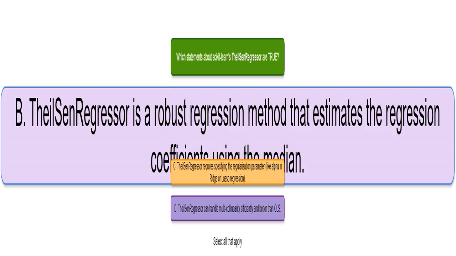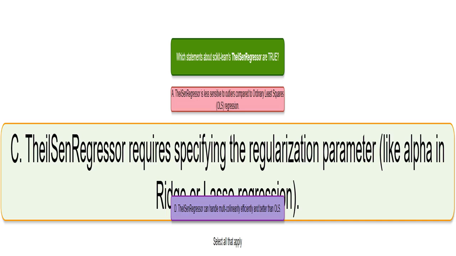This probes whether TheilSenRegressor is a robust method, meaning it's not easily affected by outliers, and whether it uses the median to find the best fit line. I need to understand the algorithm behind TheilSenRegressor. This statement tests if TheilSenRegressor needs a regularization parameter, like those used in other methods, such as ridge or lasso regression. Regularization helps prevent overfitting, but it's not always needed.